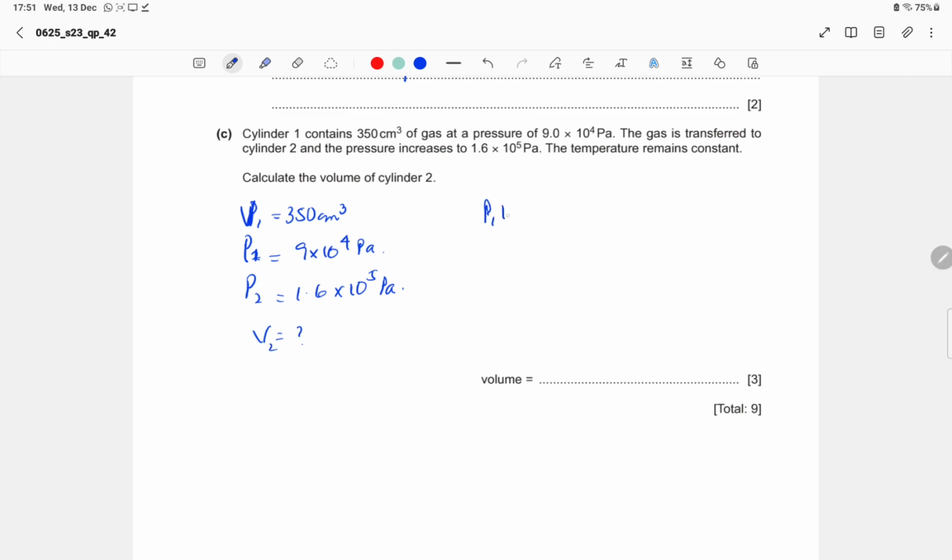So we know that P1 V1 equals P2 V2. So V2 is going to be P1 V1 over P2. So P1 is going to be what? 9 into 10 to the power 4 into 350 divided by 1.6 into 10 to the power 5. This is going to be 196.875. So we will round this to 200 centimeter cube.